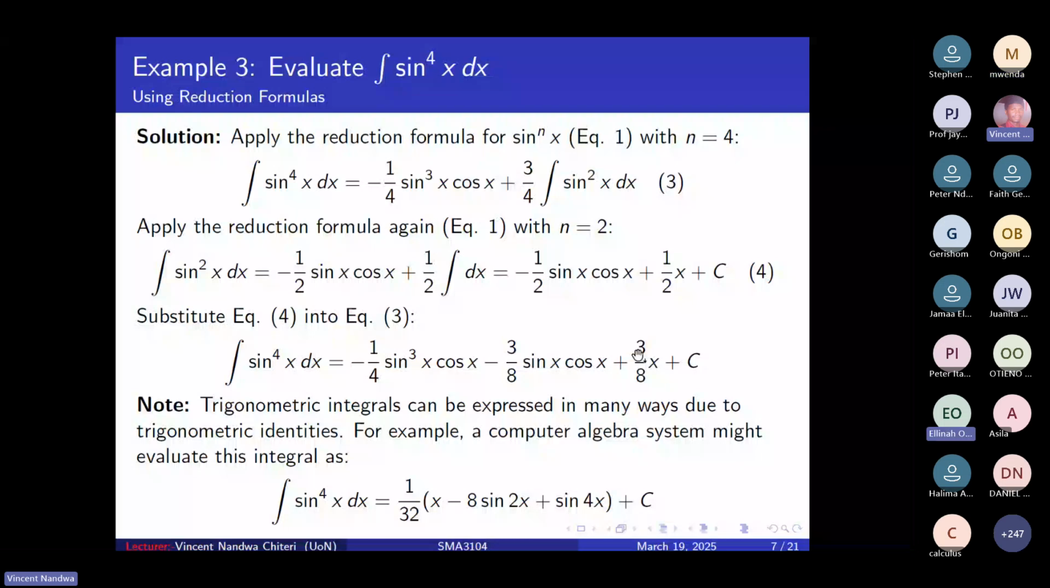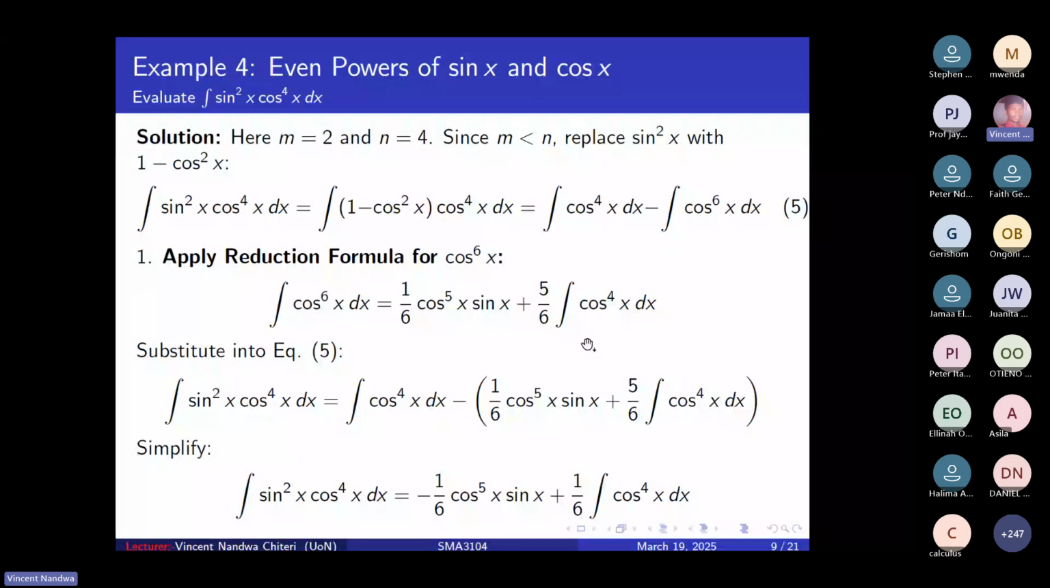So you can as well now have the integral of cos power 4 x dx plus 1/6 cos power 5 x sin x plus 5/6 integral of cos power 4 x dx. Once you have done this first step, you can call this one equation 1, and then you also reapply the same reduction formula to this function, cos power 4 x dx.